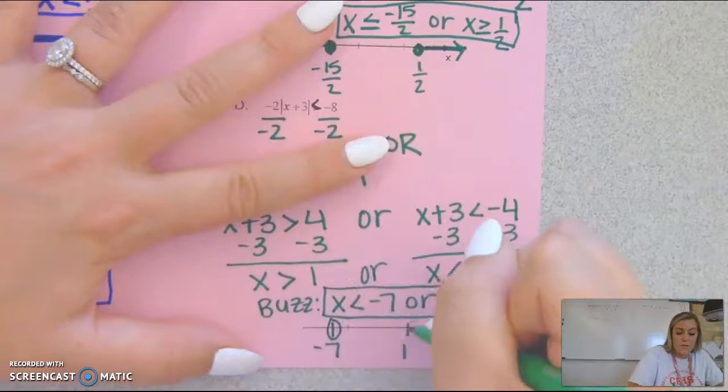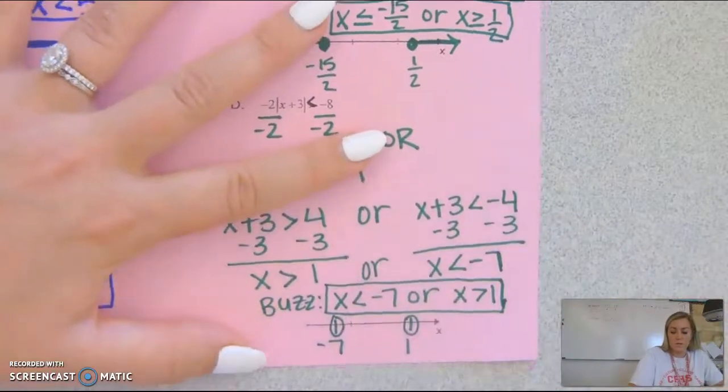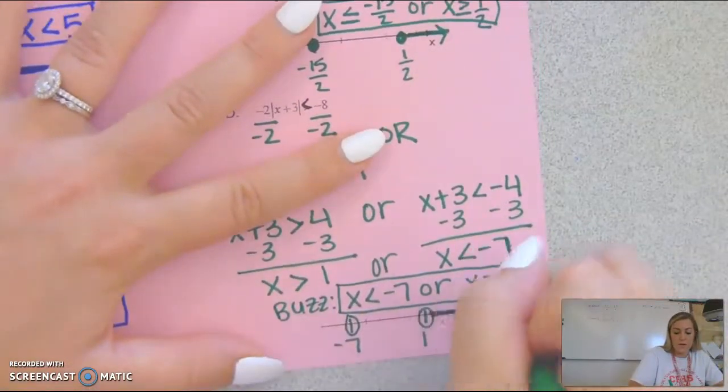These are open circles, and we're shaded on the outsides.